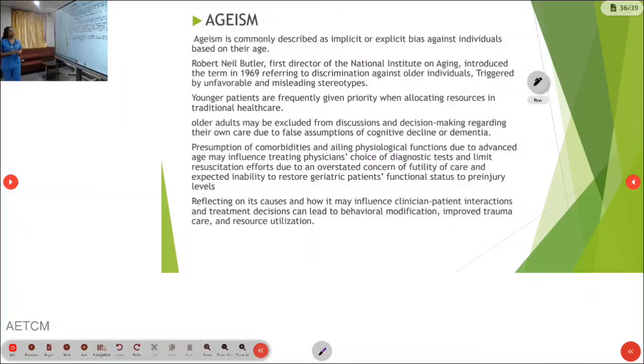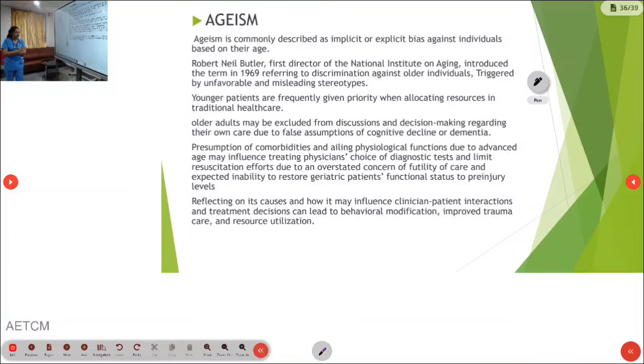Younger patients are given more priority and more resources are allotted to young individuals than older people, and in case of end-of-life decisions, all the decisions about their own care are not discussed with the patient. That is, older adults are excluded from decision making regarding their own care due to false assumption of cognitive decline or dementia.